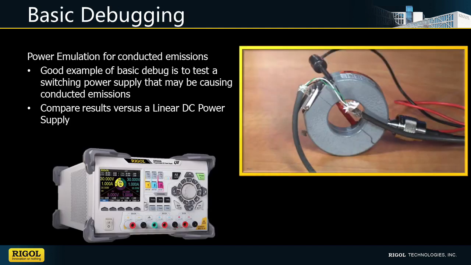The first debugging technique we're going to look at is a type of power emulation. So here we're looking at conducted emissions on our DC powered device. One good example of basic debugging here is first we're going to look at the conducted emissions with our device and our switching power supply. And we're going to compare that to how it works with a linear power supply like the DP800. Then we can go back and use a LISN to really check the actual conducted emissions output of the switching power supply. Those two tests help us isolate different components. They're going to help us find the root cause of our debug challenge. Let's take a look at the video.